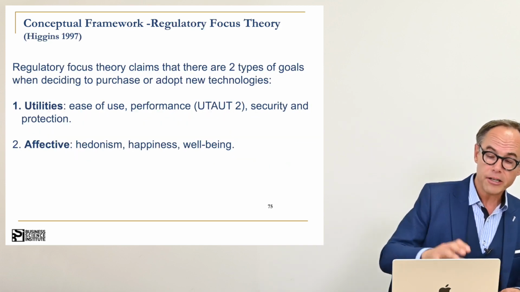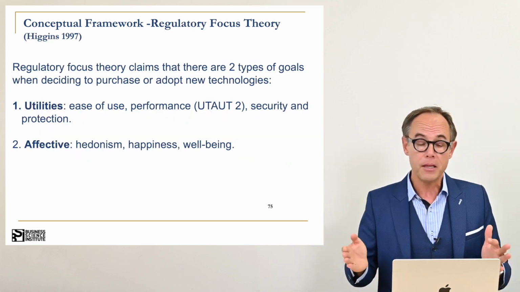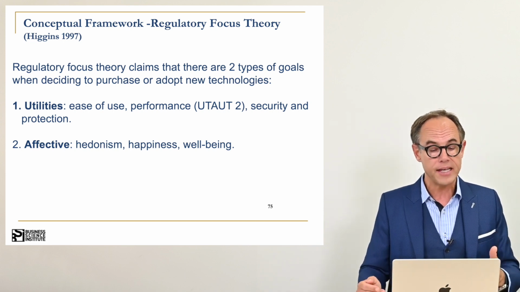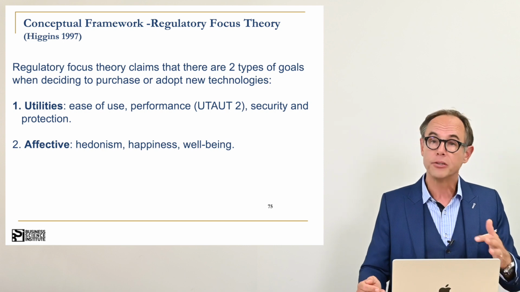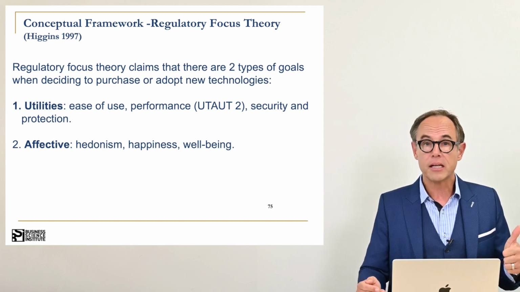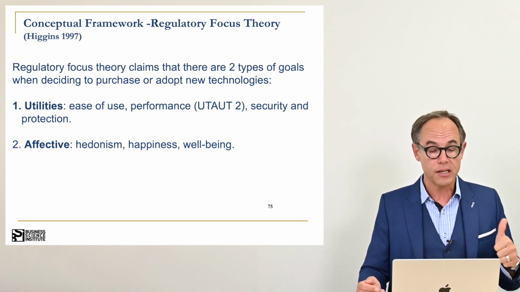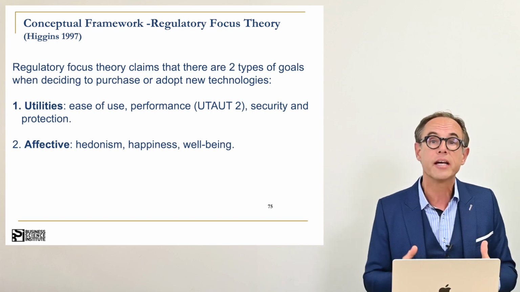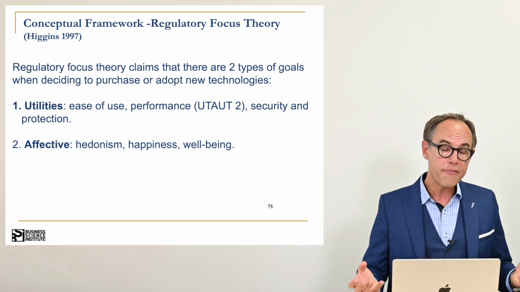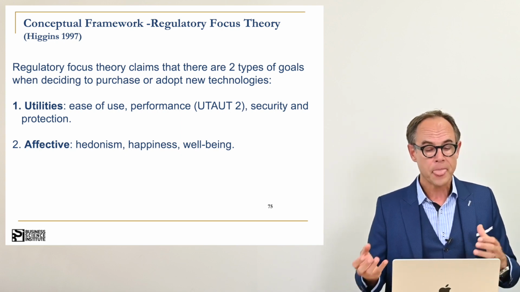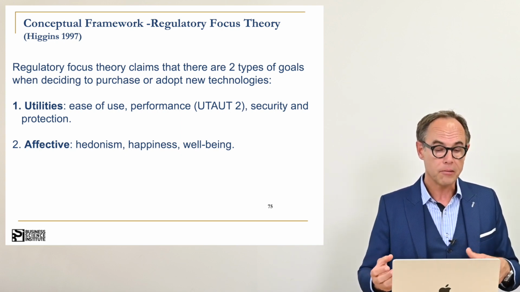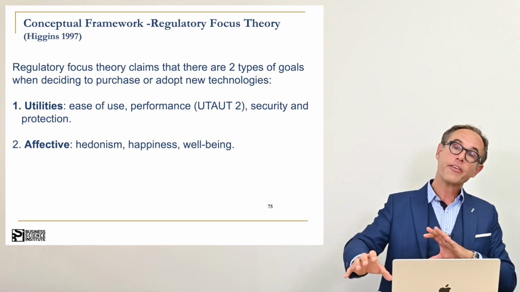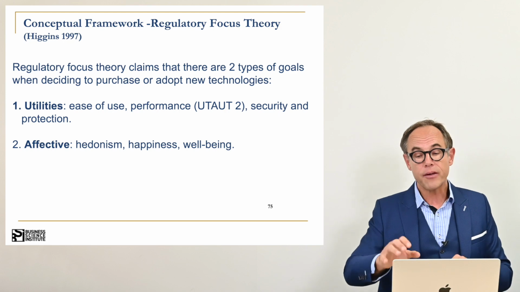So the regulatory focus theory is based on the idea that there are two types of goals when deciding to purchase or to adopt new technologies. Typically, like in UTAUT, utilitarian views: performance, security, and protection. So we have utilitarian goals. And affective goals such as hedonism, happiness, and well-being, which are not conceptualized in the UTAUT. That is why we enhanced the UTAUT with this affective dimension.